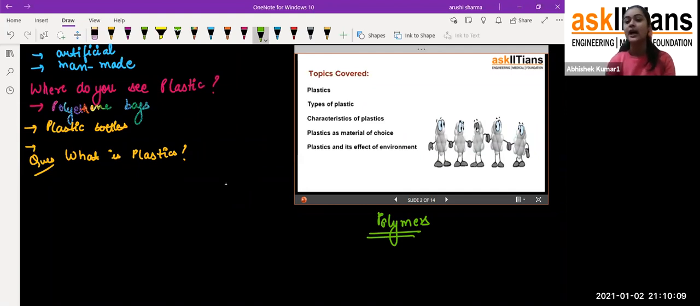So yes, students, what is a polymer? Polymers are made up of many repeating units. Many units combine themselves, and that's how they form a polymer. If this is a monomer, then these monomers combine themselves and form a large structure, which is called a polymer.